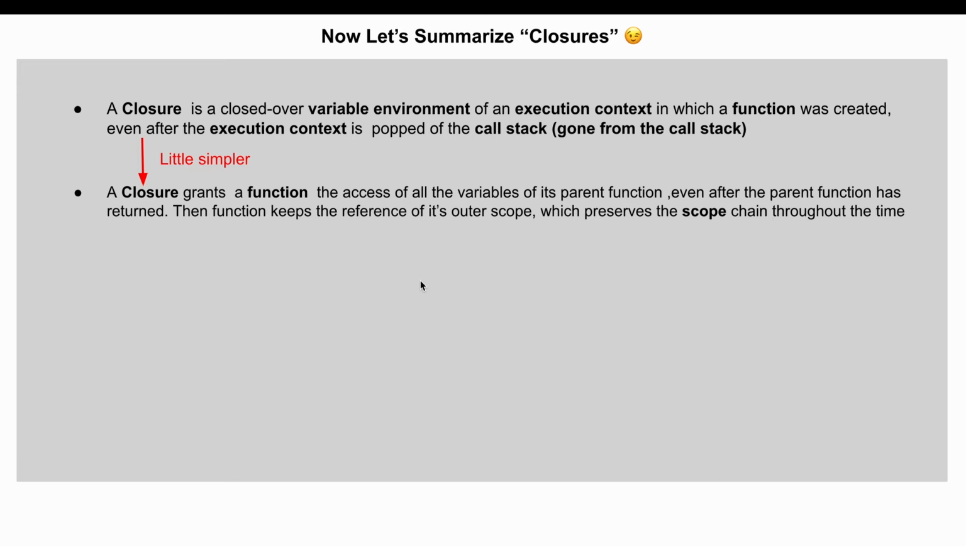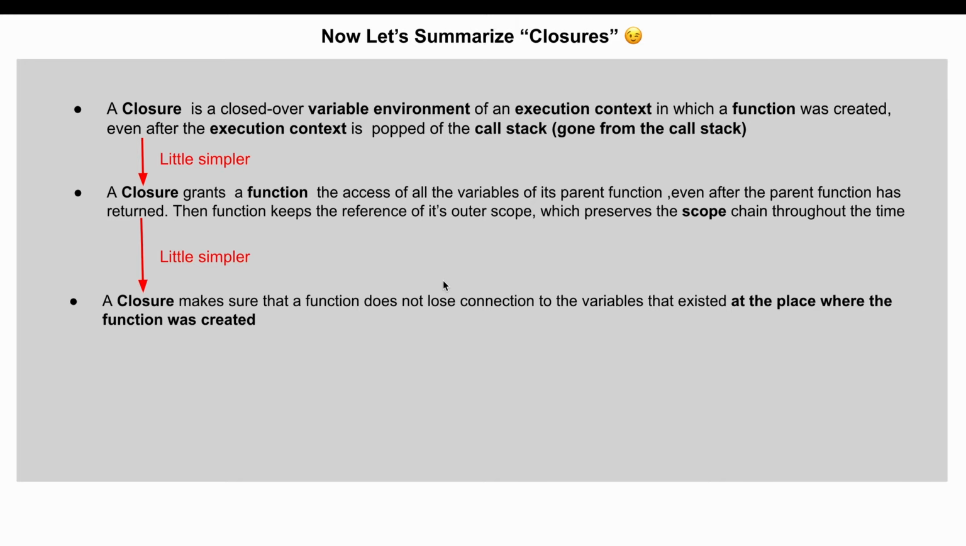Okay. Now, if this one also sounds confusing, we have another simpler definition. What we can say, a closure makes sure that the function does not lose connection to the variables that existed at the place where the function was created. So we have already seen in the previous slide or in the code as well, our bookNow function was actually getting created inside of the bookseat.js function, right? So its parent scope was that bookseat.js function. That was the place where that function is getting created, because out of that bookseat.js function, we have just declared a variable and we are just storing our function, right?